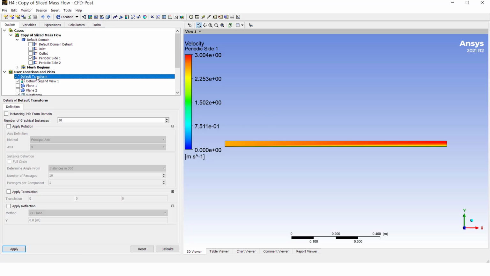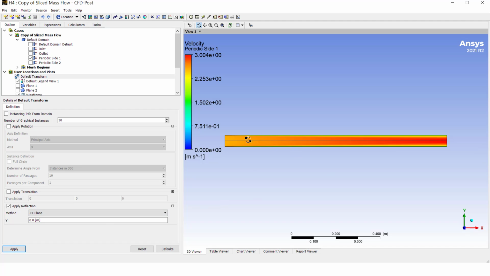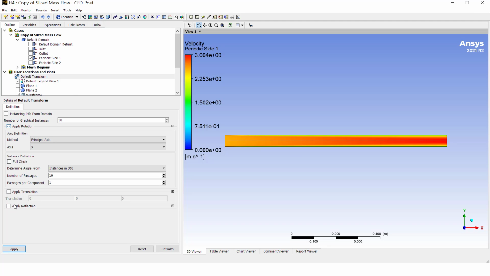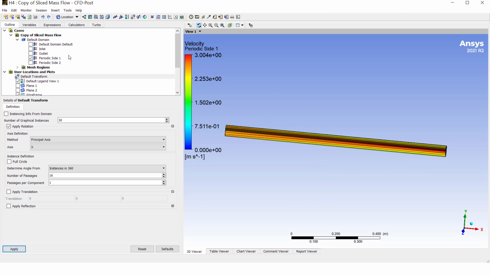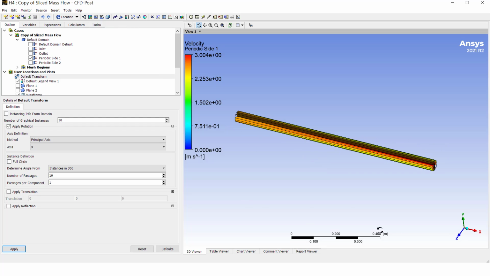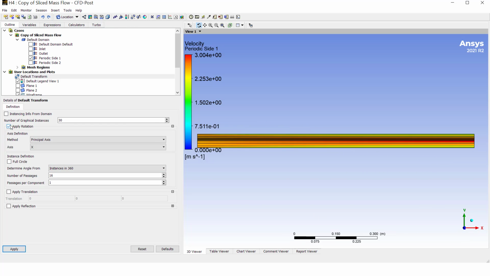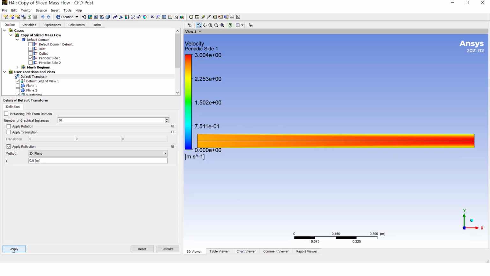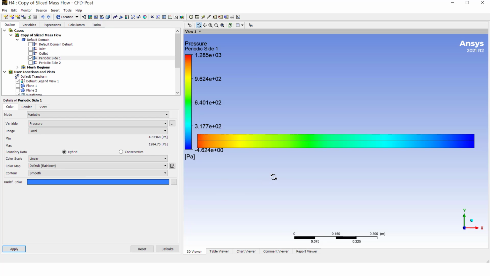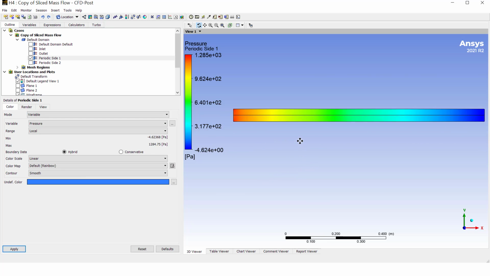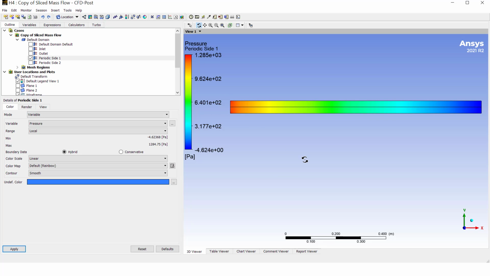As in the previous cases, if we want to see, for example, a reflection, we can do it from here, and we can see a plane, but we can also apply the rotation and have a rotation of the periodic boundary. If we also see the pressure behavior, we will see that the values are also similar to those obtained in the whole model. So we can also use this approach for simplifying our model and having good results.